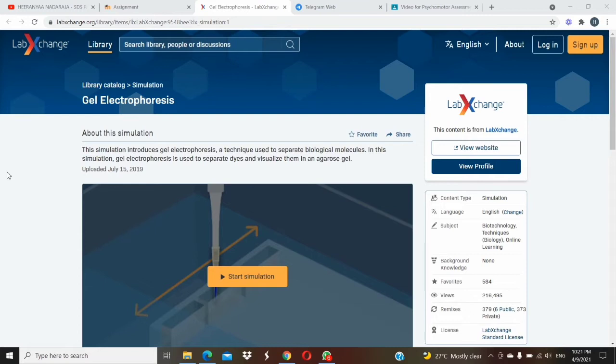Today I would like to perform a simulation of gel electrophoresis. Before entering our simulation, let's talk about gel electrophoresis. Gel electrophoresis is a technique used to separate biological molecules. In the simulation, gel electrophoresis will also be used to separate dyes and visualize them in an agarose gel.